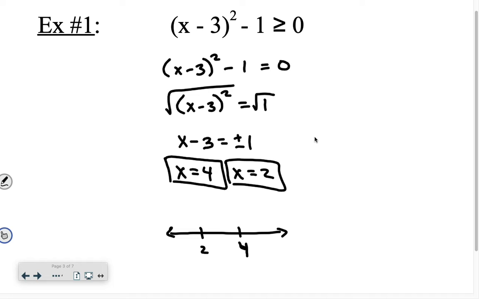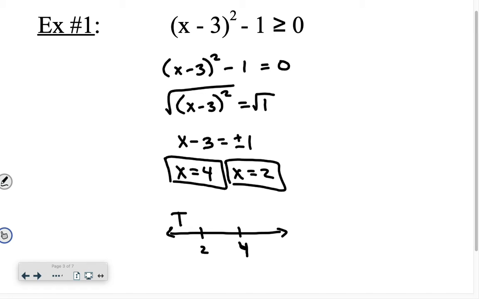If I plug 0 in, 0 minus 3 is negative 3. Negative 3 squared is 9. 9 minus 1 is 8. Is 8 greater than or equal to 0? Yep, true statement. There's your first interval right there. That's going to be part of our final answer.